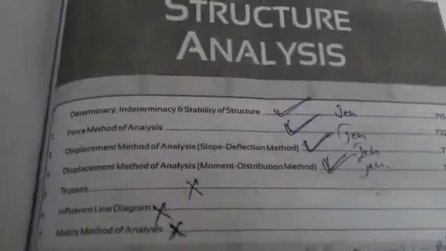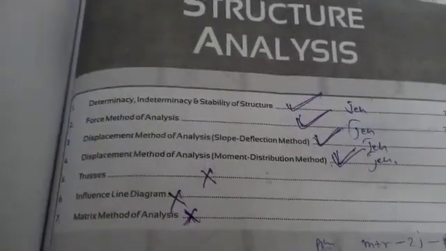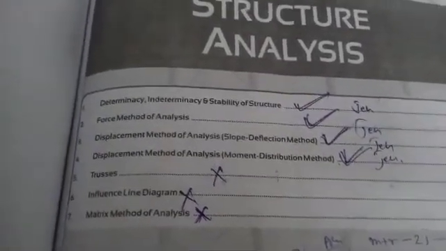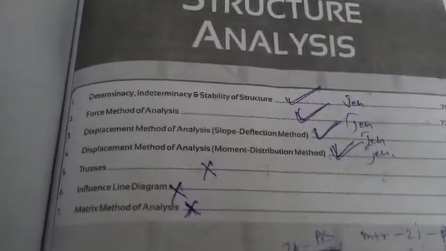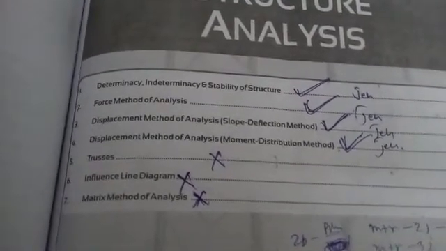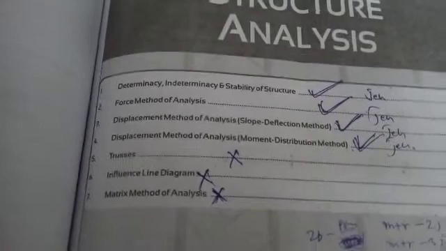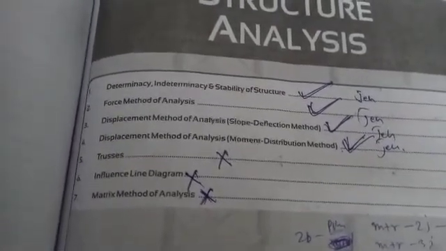So see, determinacy, indeterminacy, and stability of structure. Force method of analysis, displacement method of analysis, slope deflection method, and displacement method of analysis, moment distribution method. Then trusses, influence line diagrams, and matrix method of analysis. Generally in the RSMSSB JN exam, trusses, influence line diagrams, and matrix method of analysis are not that important. Okay, so let us play with question number 19.